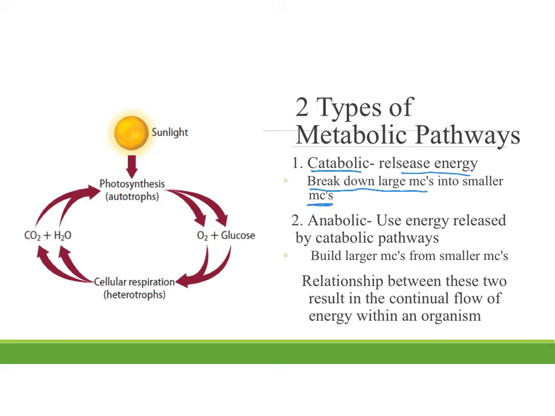In my notes here, I have MCs. That's just my way of abbreviating the word molecules since it's kind of long. Our second type of metabolic pathway is called anabolic. Anabolic pathways use energy, the energy that's released from the catabolic pathways, and they build larger molecules from smaller molecules. The relationship between these two results in the continual flow of energy within an organism.